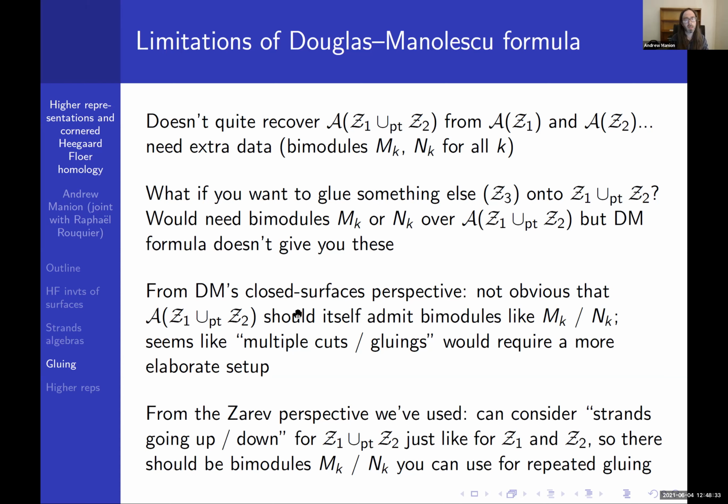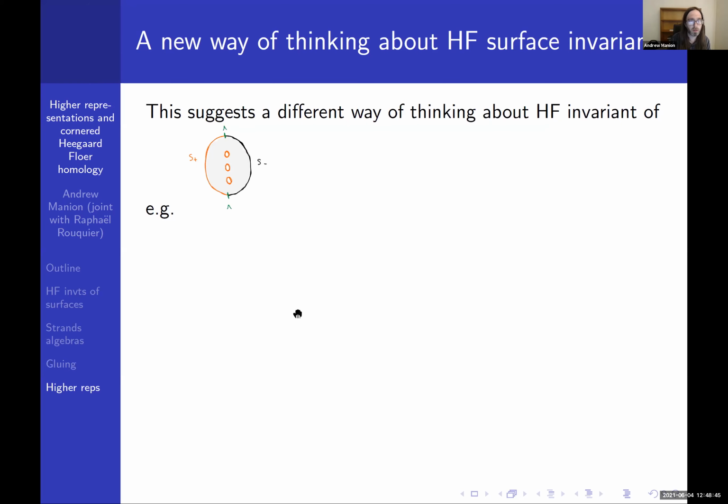In particular, I have strands going up, so I might ask: can I recover not just the algebra of the glued thing, but the MK or NK bimodules of the glued thing, given the same data for the two pieces? And that ends up being true. I want to suggest a way of thinking about this, and that is going back to what I said near the beginning.